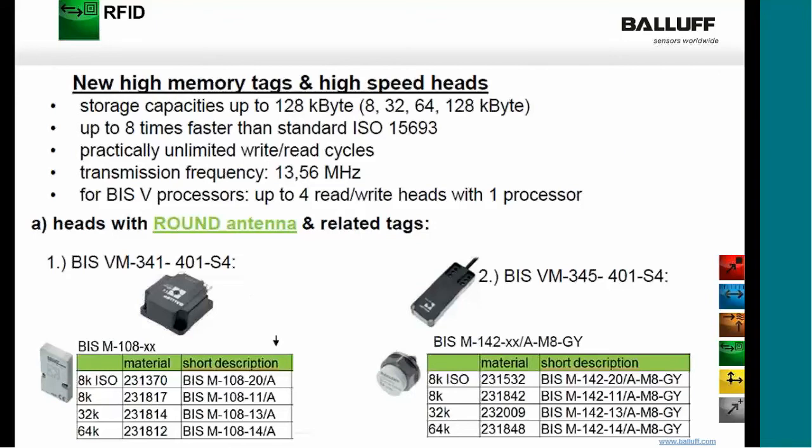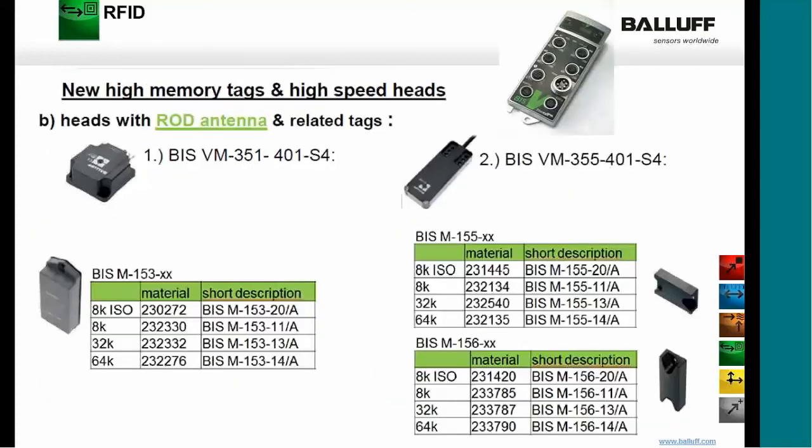You can see down at the bottom, we have different types of heads available. So you have your round antenna, which Jason described earlier in the presentation, and related tags. And next you have the rod antenna and the related tags. So again, you want to make sure that you're using the correct tag with the correct reader or antenna. You can't mix and match.